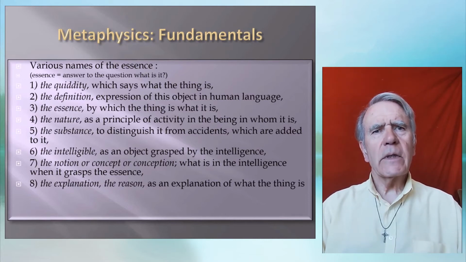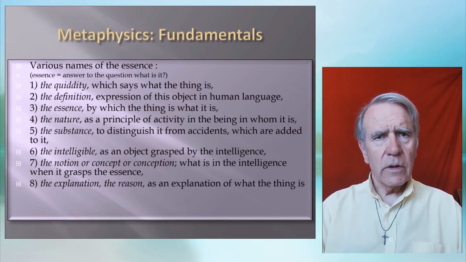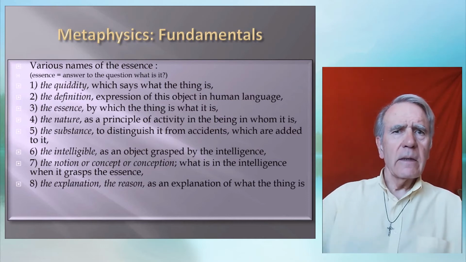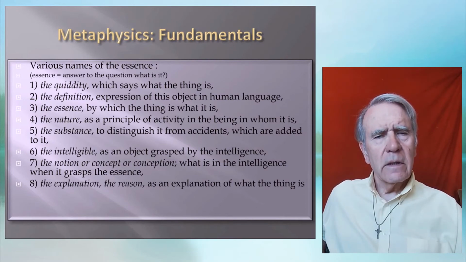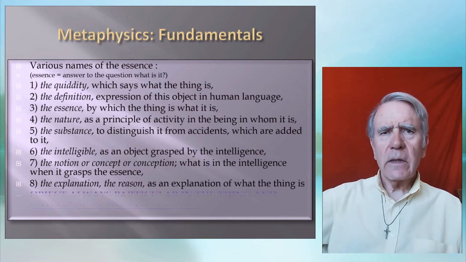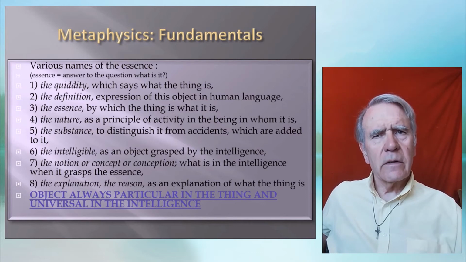It is a totally material object, which is found in everything that exists, since that is what makes the thing what it is. That is to say, it is particular in the thing, and universal in intelligence. This object, the essence, is always particular in the thing and universal in the intelligence.